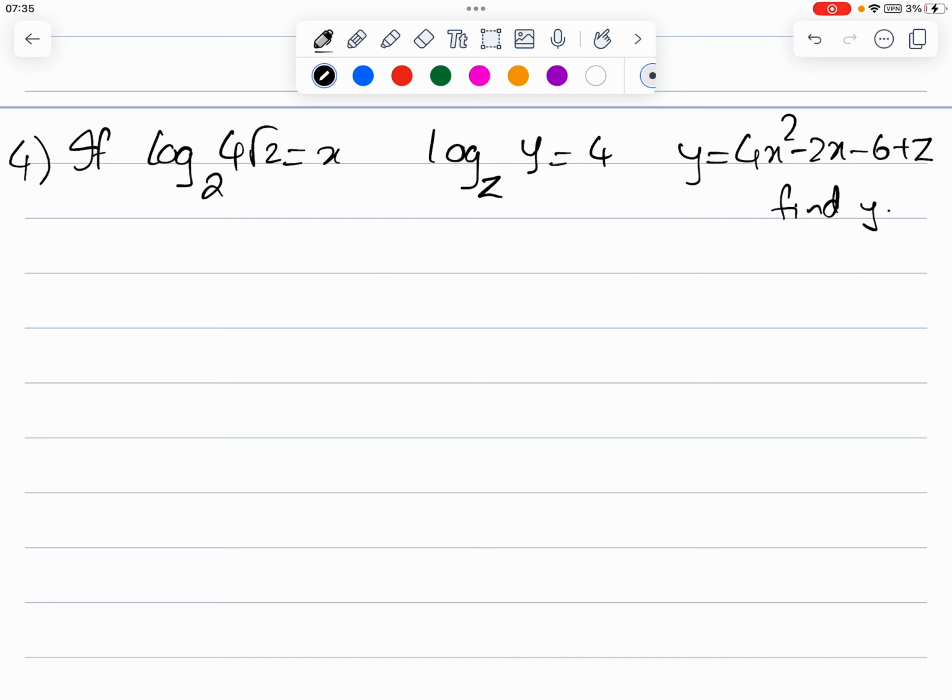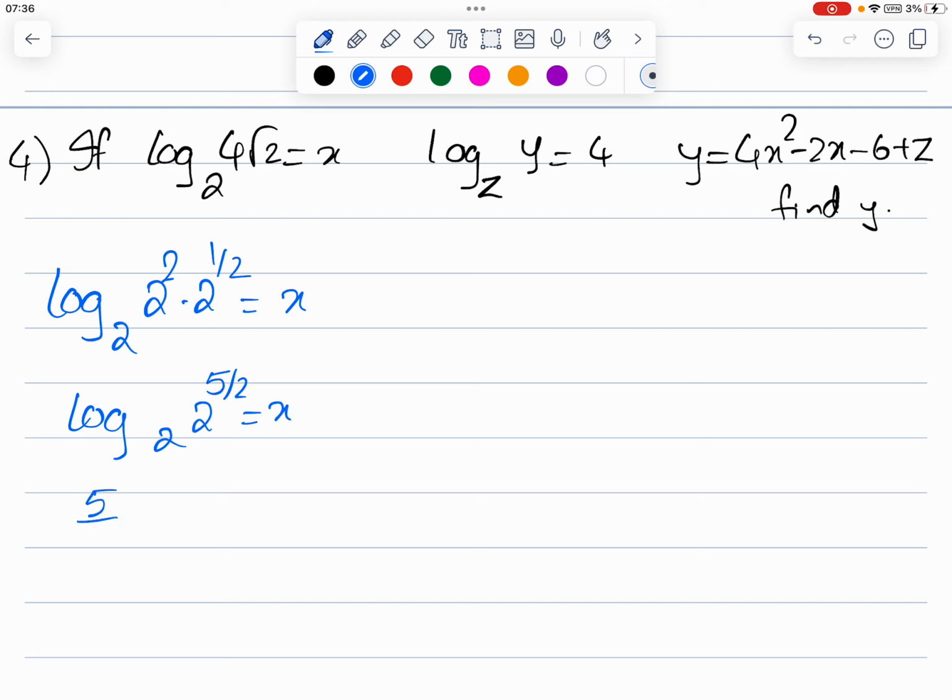So log 4√2 to the base 2. So what should I be doing? 4 can be written as 2², √2 can be written as 2 power 1/2, to the base 2 equals x. So it becomes log 2 power 5/2 to the base 2 equals x. 5/2 comes to the front, so log 2 to the base 2 equals x. So what is x? x equals 5/2.